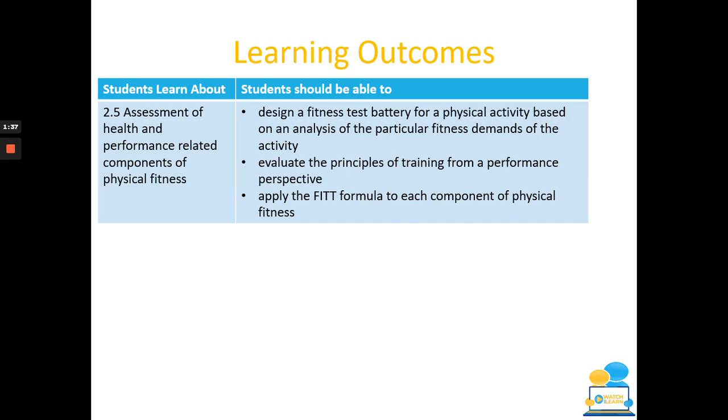Other learning outcomes addressed in this lesson are focused on the assessment of health and performance-related fitness components. So 2.5a is to design a fitness test battery for a physical activity based on an analysis of the particular fitness demands of the activity. 2.5b, to evaluate the principles of training from a performance perspective, and 2.5c, to apply the FIT formula to each component of physical fitness.